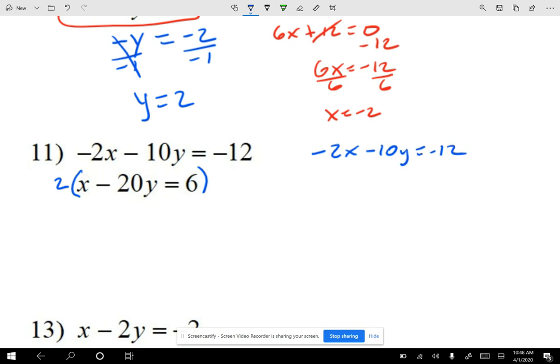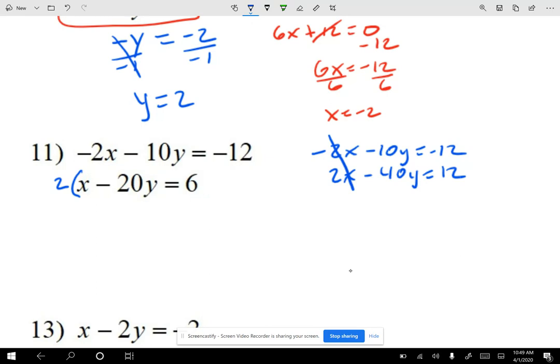The second equation, I said I'm going to multiply everything by 2. So I have 2x minus 40y is equal to 12. Now, the reason why I multiplied the bottom by 2 is because I wanted my x's to be the same number, just different signs, because now I can combine them and they cancel out. So it's not that I just multiply by a random number. I was looking at the x's and I said, well, how can I make them cancel out if I multiply the second one by 2?